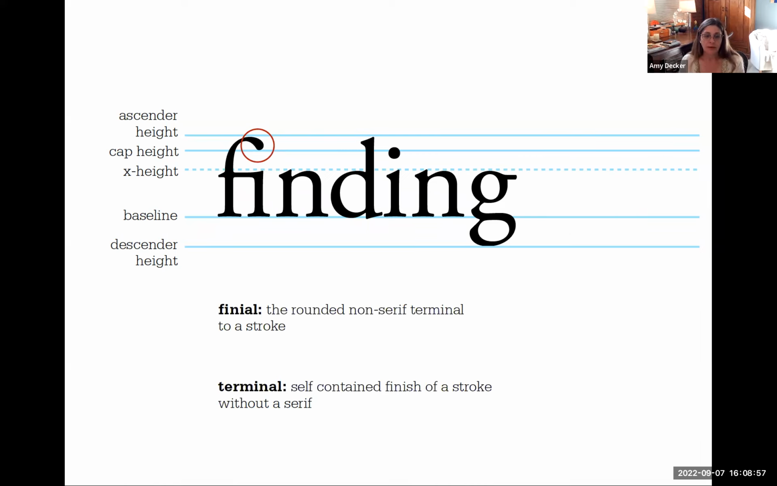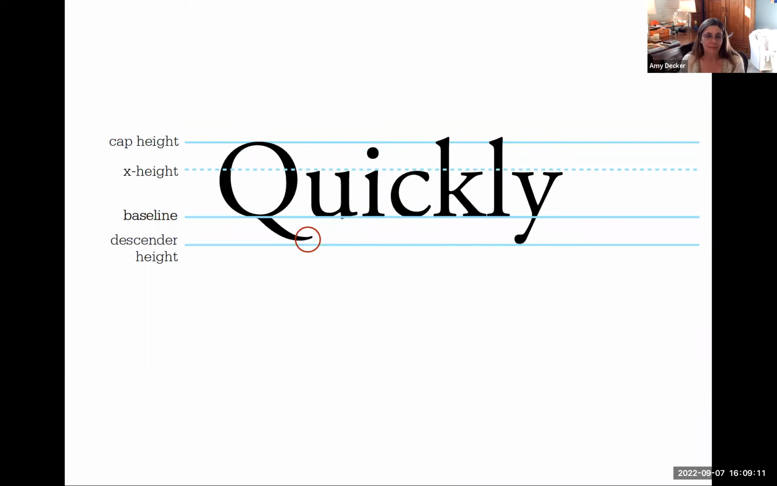Finial is the rounded non-serif terminal to a stroke. And the word terminal stands for a self-contained finish of a stroke without a serif. Tail is the curved or diagonal stroke at the finish of certain terminals. Q is one of the few letters that have a tail.